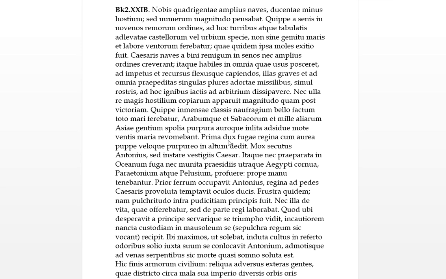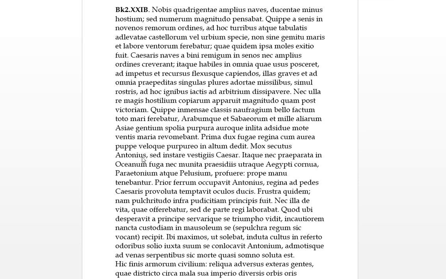Prima, first of all, dux fuge regina. It looks like dux and regina are nominative. So with the queen being the leader of the flight, she was leading the flight. I guess her ship hasn't sunk. Cum aurea puppe. Puppis is like the stern or deck of a ship. So on a golden stern of a ship, velo quae purpura in altum dedit. So she gave with her purple sail. A velum is usually the big sails, those things that catch wind. So she's got a golden deck and purple sails. She gave it into altum, which means the deeper waters. So she took to the sea in flight.